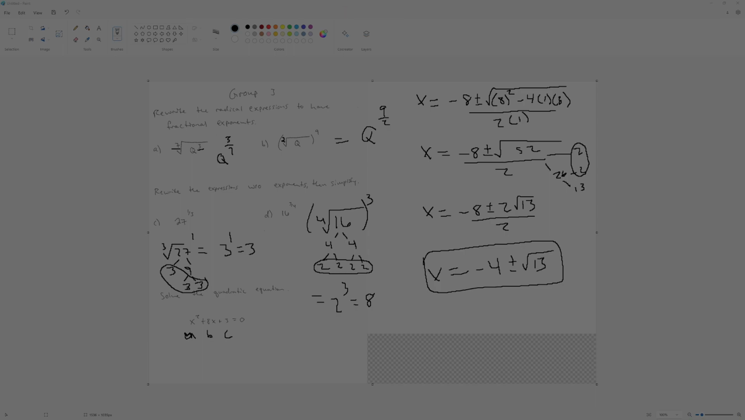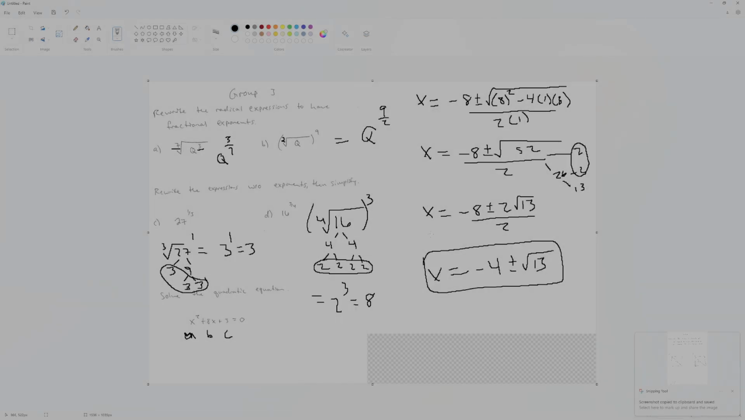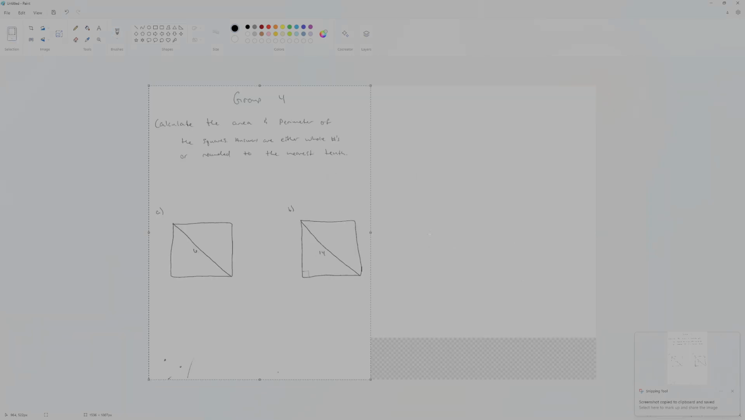Okay, next up is group 4. So, because it says the word square, that means each of these are 90-degree angles, and it's being cut in half, so therefore these are 45, 45, 90 triangles. And the pattern for 45, 45, 90 is if that's x, this is x, and this is equal to x times the square root of 2.